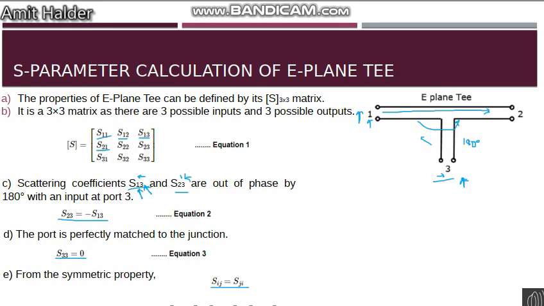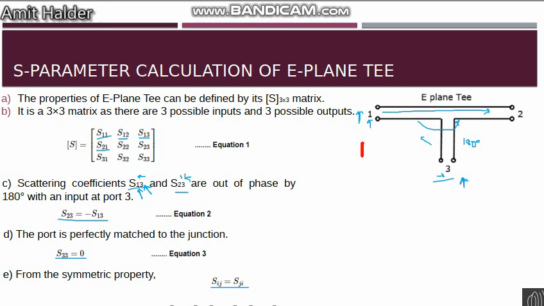Now, that is the S parameter calculation for the E plane. As we know, there are three ports, so these three ports will make a 3 by 3 matrix. That means each and every part of the matrix equation shows which arm, which power, and which type of port is being transmitted through which arm.